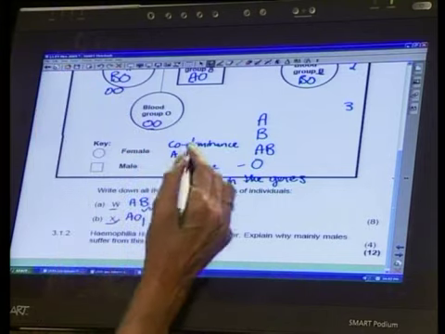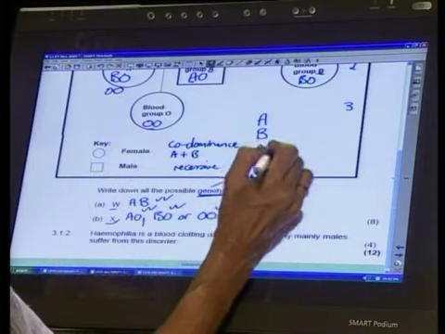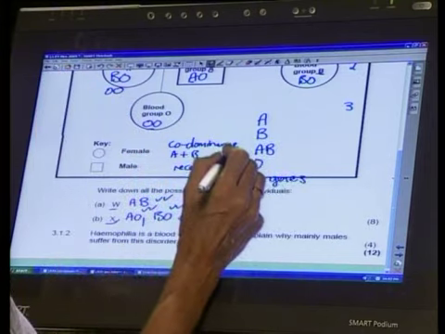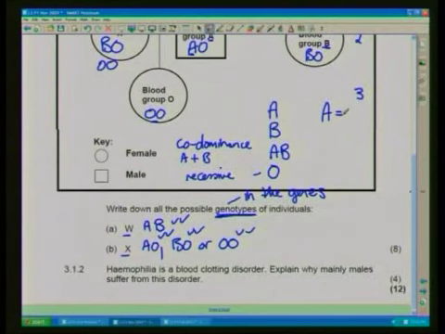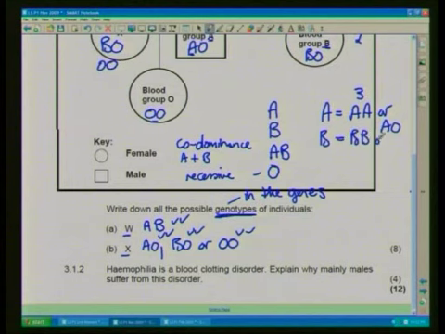As long as you remember that A, B, and AB show codominance. So in other words, if I have an A, it means it is either AA or AO. If I have a B, it's either BB or BO. If I have AB, well, that means I've got A and B. And if I have O, I can only have OO. All right. That's the rule for blood groups.